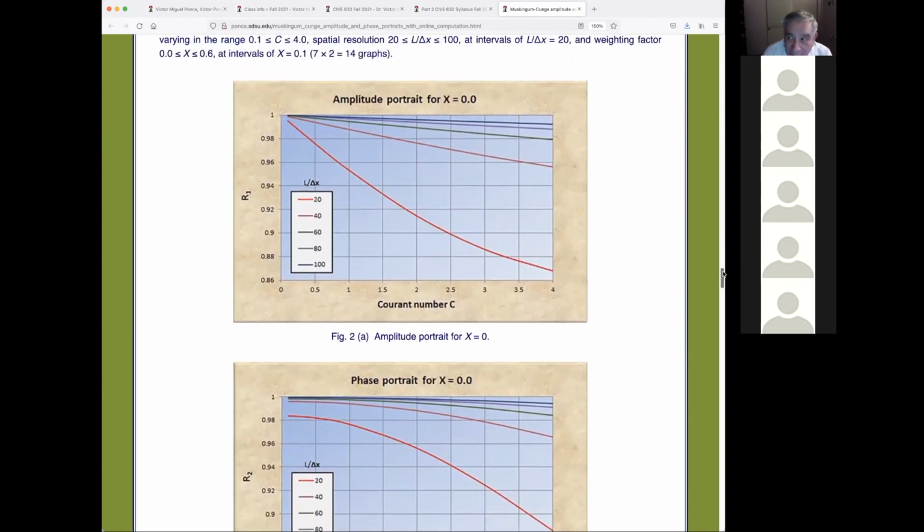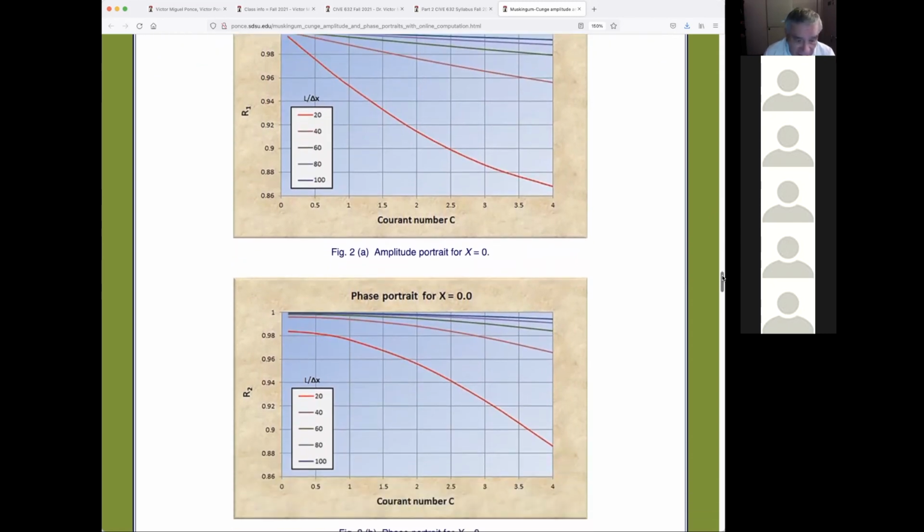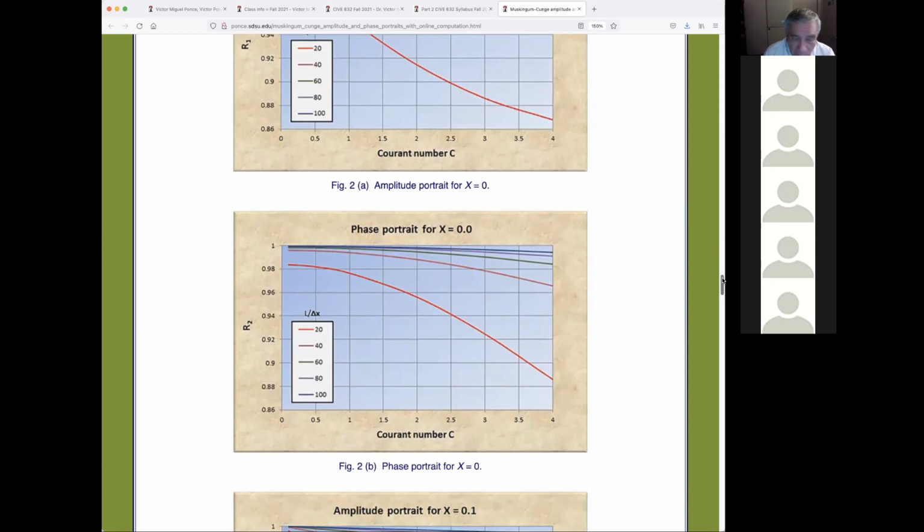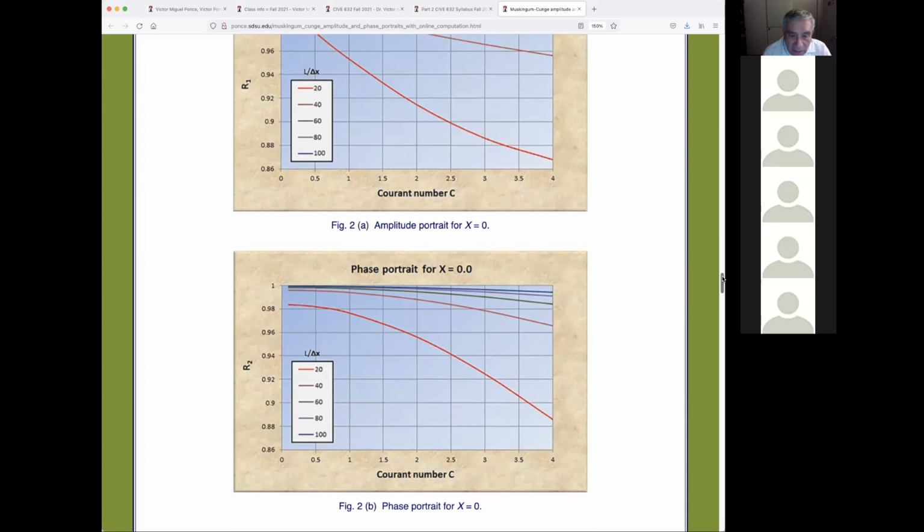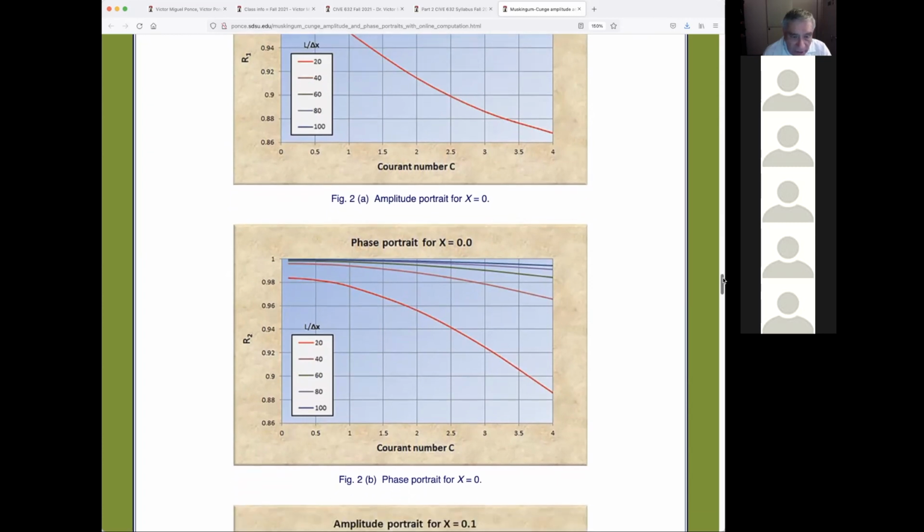It is best, in my experience, to stick with Courant number close to 1, and that can be done in most cases, actually in all cases. The phase portrait depicts the horizontal movement of the wave, or rather the solution of the problem. The phase portraits, again, the reds are bad, the blacks on top are good, very close.